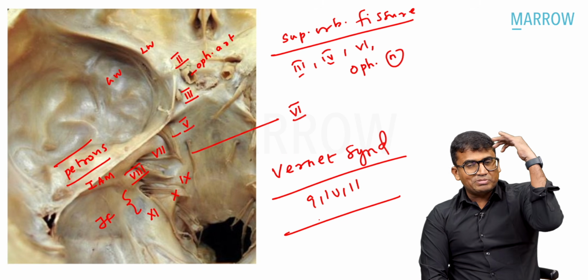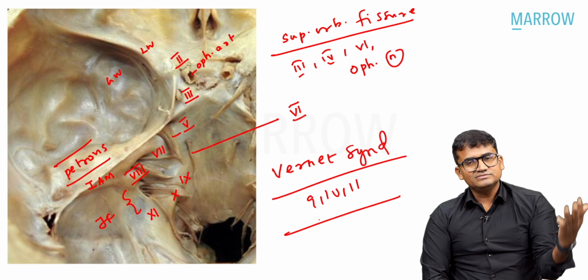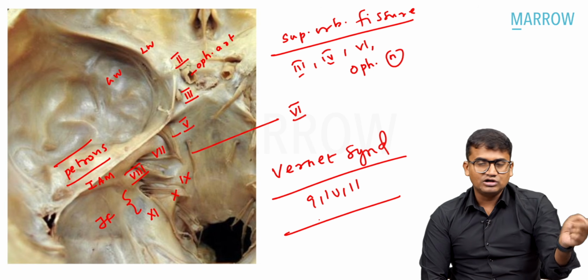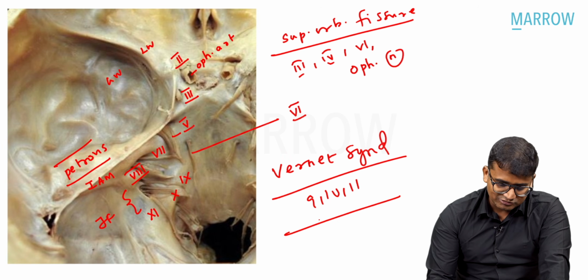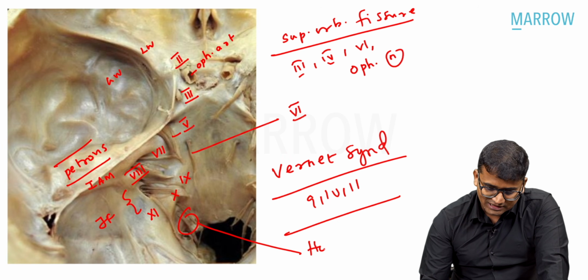So in this syndrome three nerves are compressed: the 9th nerve, 10th nerve and the 11th nerve, not the 12th nerve. The 12th nerve is not passing through the jugular foramen. The 12th nerve passes through the hypoglossal canal.